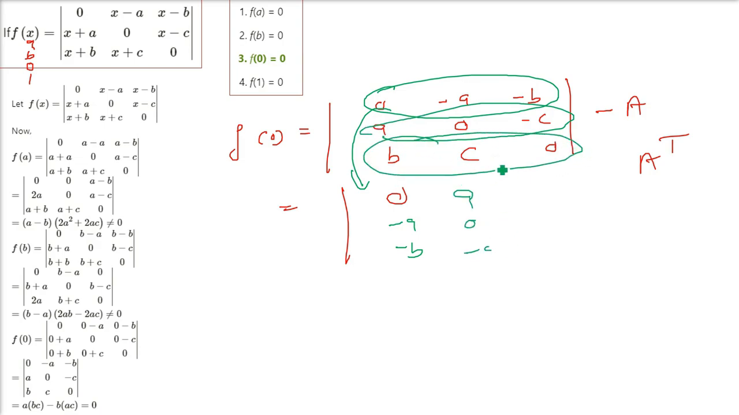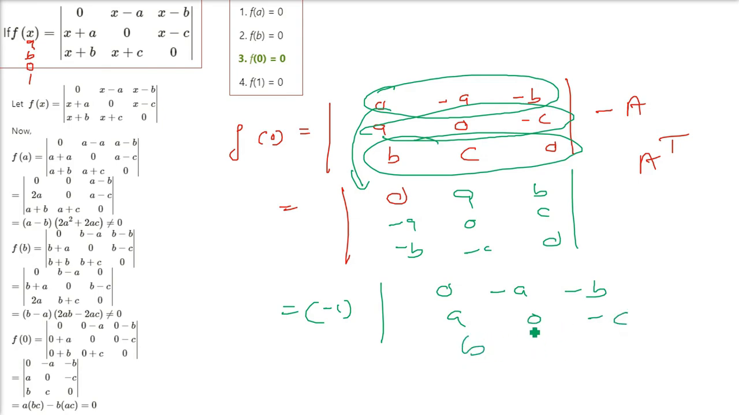BC is 0. Okay, this is nothing but, if you take minus common, this will come as the first matrix A only. 0 minus A minus B, A 0 minus C, and BC 0. This is nothing but A only. So when we took the A transpose, the A has come back with a negative sign. That means this matrix is a skew symmetric matrix.